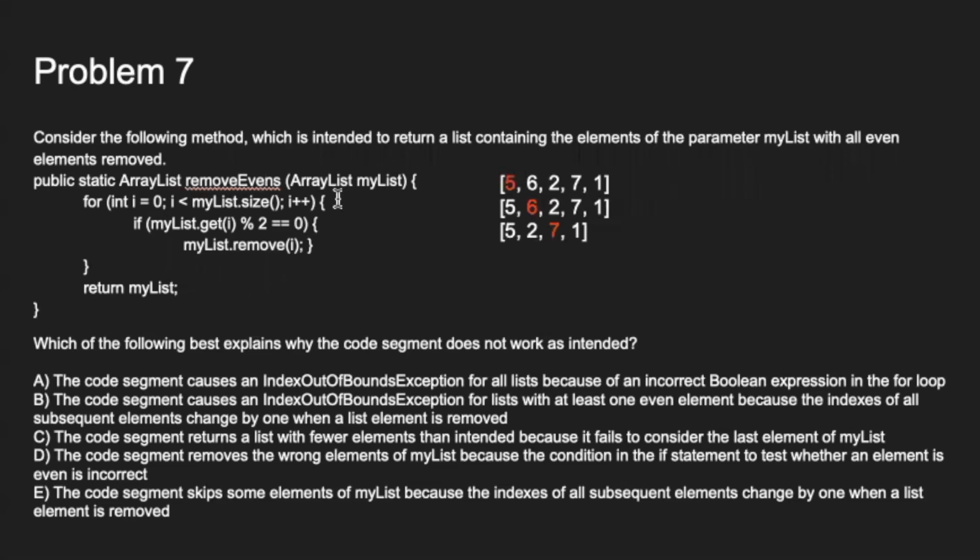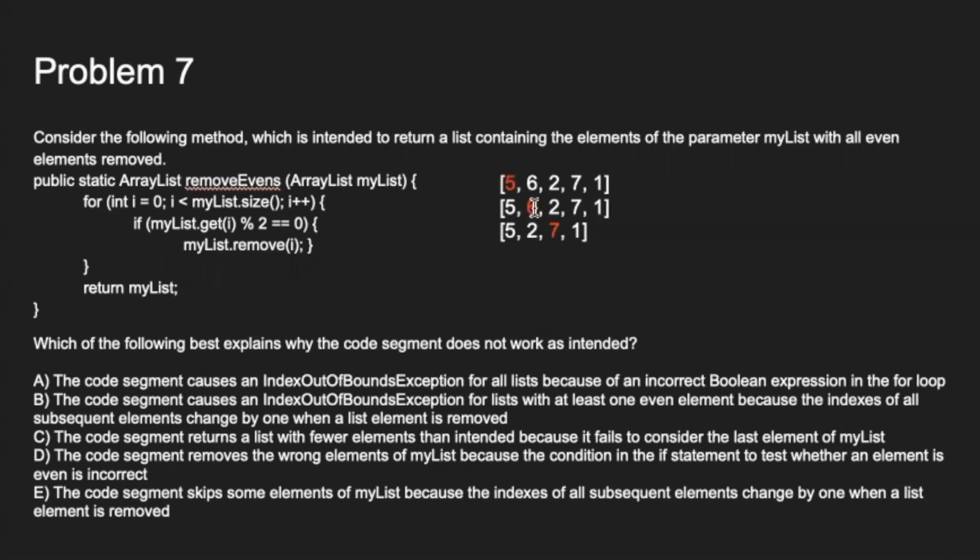We start with i equals 0, so that's this 5 right over here. If the element is even, then remove it. And after we run this for loop once, we have to increase i by 1. Running it on 5, we see 5 is not even, so we don't remove it. Then i becomes 1, which corresponds to this 6 right over here.